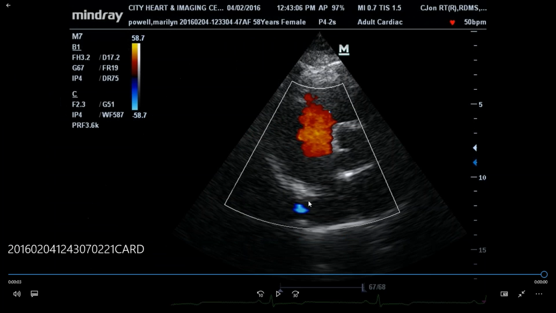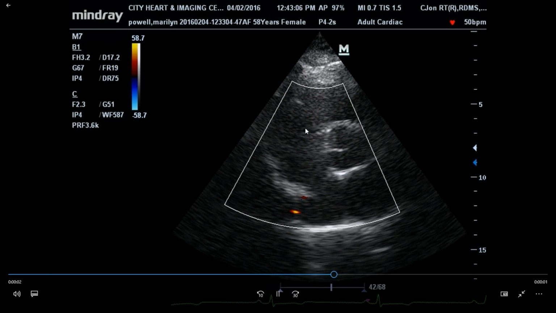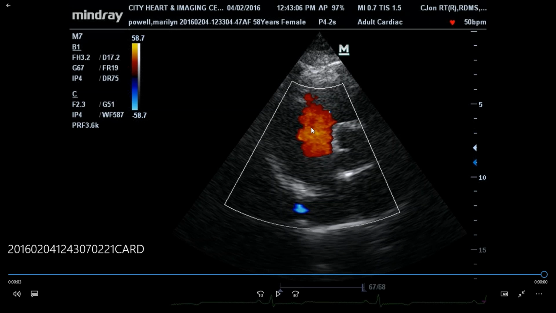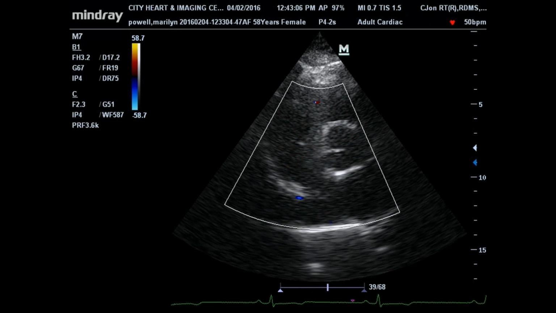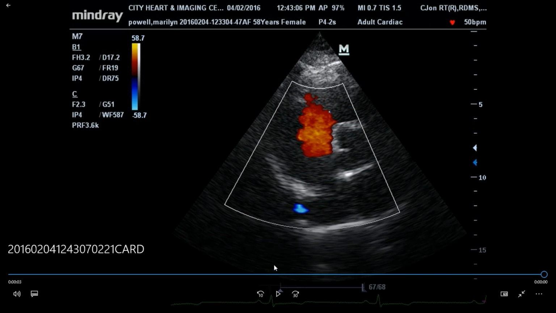All right, so now we're over the tricuspid valve. We see a number of things across the tricuspid valve. There's a predominance of red, a lot of red. That means there's flow towards the transducer. The normal flow is from the right atrium across the tricuspid valve into the right ventricle. That's a normal flow. That is why it's red, because it's flowing towards the transducer.